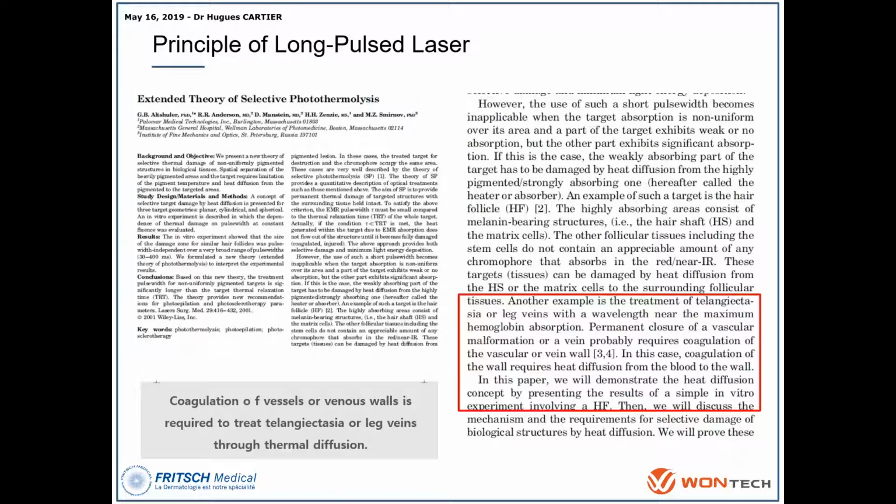So it's very important to know and to understand. We have a good paper for that from Rox Anderson to understand how it works. And you have to understand that you have to destroy all the wall of the vessel. It is very important to reduce the risk of side effects.